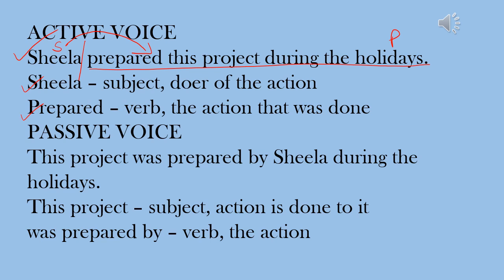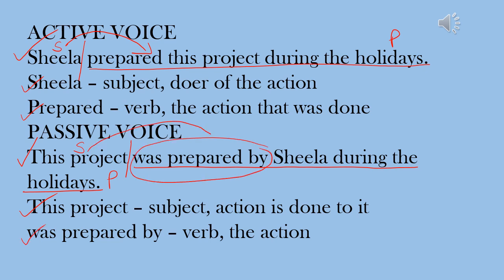Now we want to transform this sentence into passive voice. So what do we have to do? We have to change the subject. So instead of Sheila, now the subject will be the project. This project was prepared by Sheila during the holidays. So this project is the subject and the rest of the sentence becomes the predicate. And we see that now this project is the subject and was prepared by Sheila. So was prepared is the action which is being done to the project.